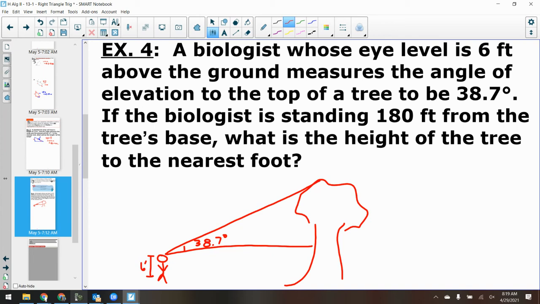If the biologist is standing 180 feet from the tree's base, what is the height of the tree to the nearest foot? Can't I create a right triangle here? Let's call the height x. What trig ratio will solve for x? We don't deal with the hypotenuse here, so it's not cosine or sine. It's tangent. The opposite is x, the adjacent is 180. So the tangent of 38.7 is equal to the opposite x over the adjacent 180.